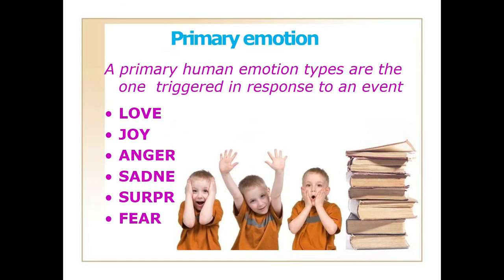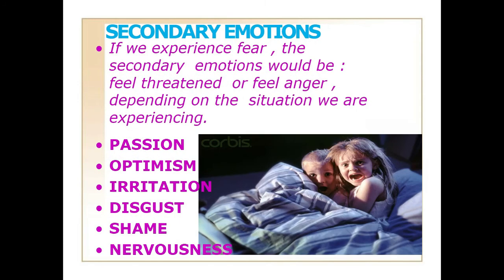For the primary emotions, usually from the stories, primary human emotion types are the ones triggered in response to an event. For example, love, joy, anger, sadness, surprise, fear. So those are the primary emotions, especially from the stories. For the secondary emotions, if we experience fear, our secondary emotions would be to feel threatened or feel anger, depending on the situations we are experiencing. It can be passion, optimism, irritation, disgust, shame, and nervousness.